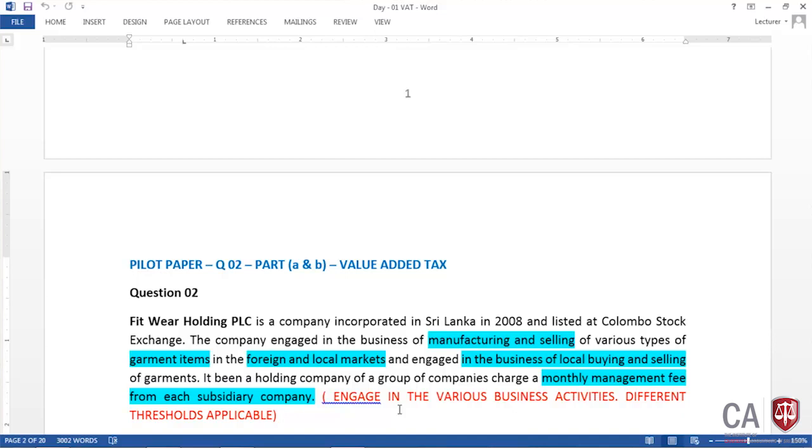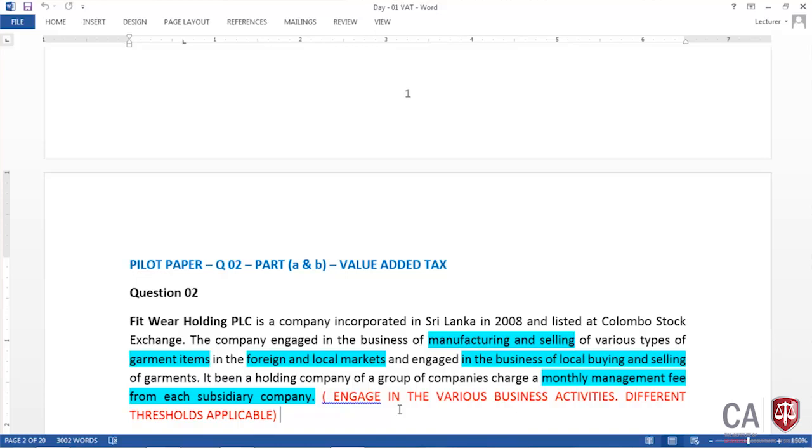Now, when looking at the examination, you can see they are selling garments to the foreign market. When manufacturing in here, utilized in here, consumed in here and selling to the foreign market, it is zero rated. That should come to your mind when reading the question. And they engage in the business of local buying and selling, other than manufacturing and selling. Now, manufacturing and selling has one threshold, and local buying and selling has another threshold.